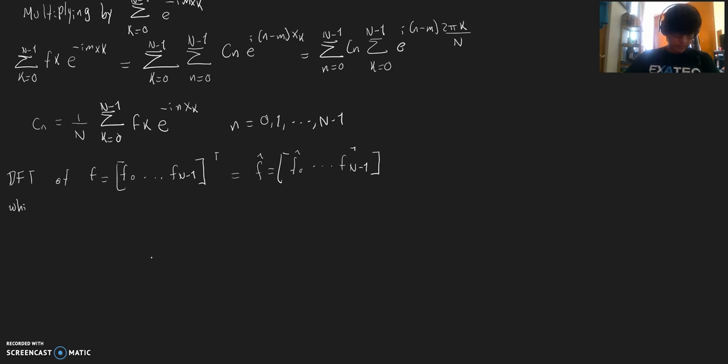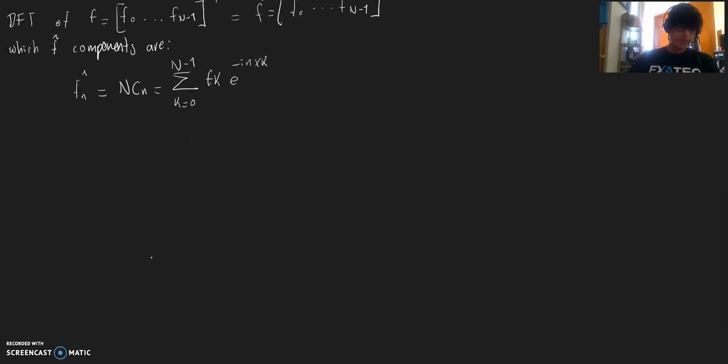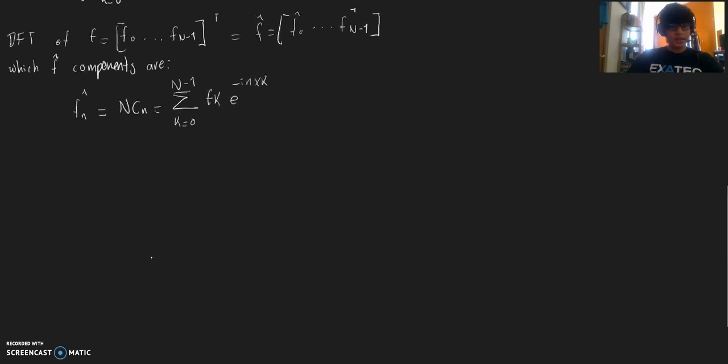whose components f of n hat are equal to a new vector n multiplied by the coefficient vector, and it will be equal to the summation from k equals 0 to n minus 1 of fk e to the I n xk. So there we have another representation of what a discrete Fourier transform is.